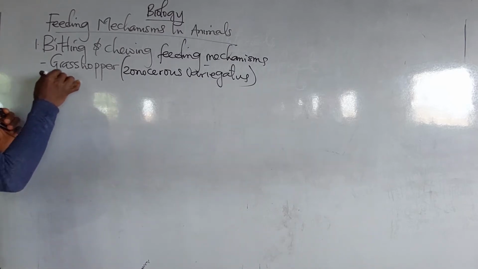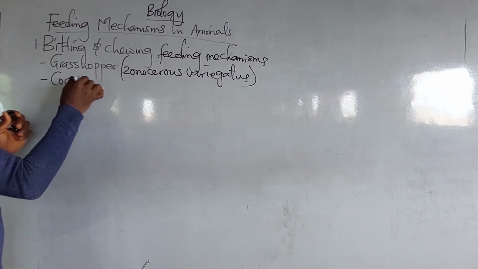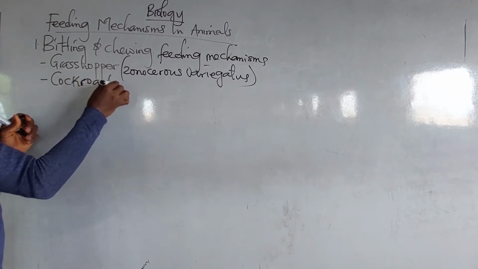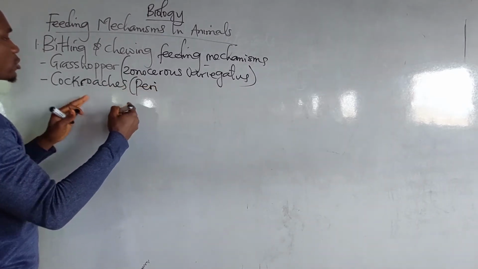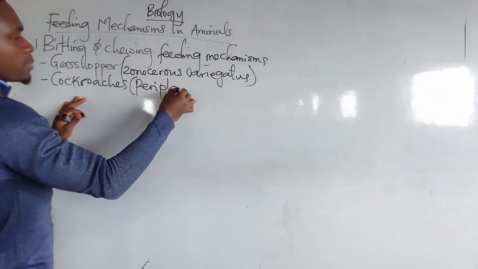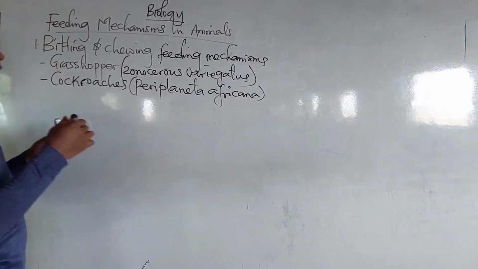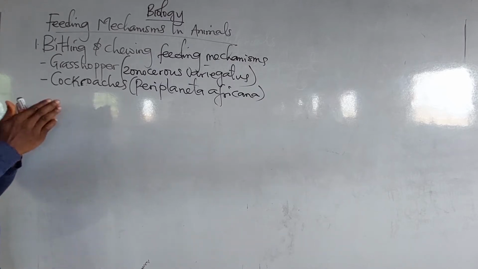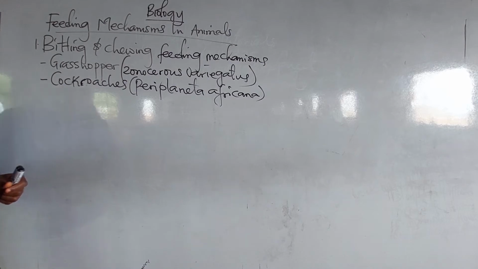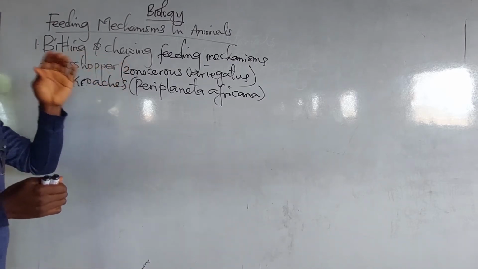Another good example are cockroaches. Cockroaches have the ability to bite and chew, and of course, cockroaches are called Periplaneta americana. Now these are one. We also have praying mantids. Praying mantids is also a good example of an animal that bites and chews. Okay, now I have given us examples of animals that exhibit biting and chewing feeding mechanisms.